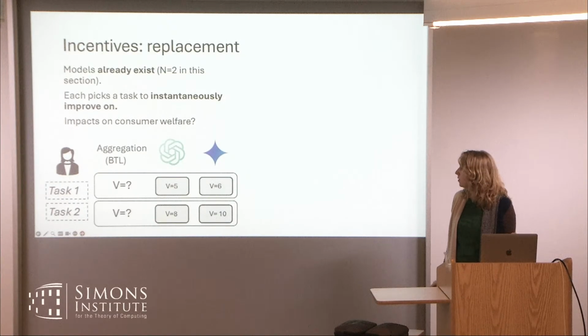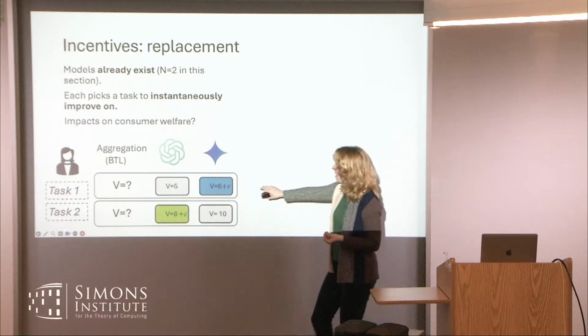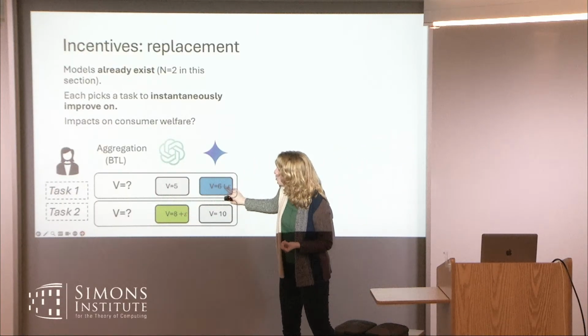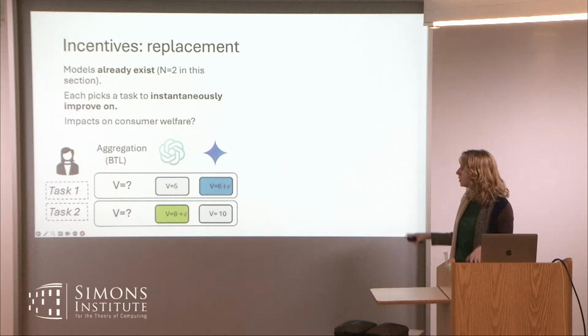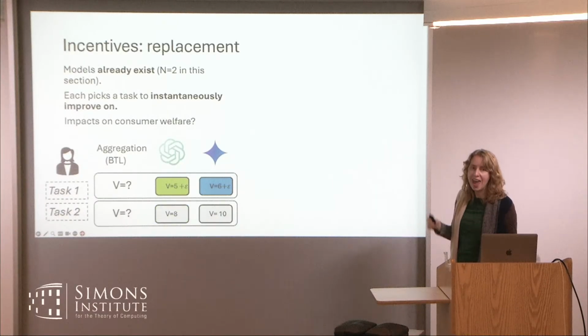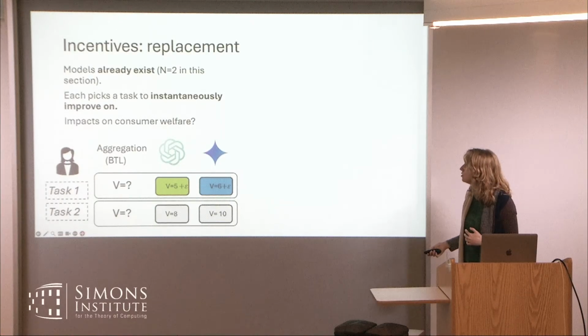So what does this look like here? This is a setting where they've picked different tasks. So this one picked task 1, this one picked task 2. This generalizes to arbitrarily many tasks. I'm just showing 2 for simplicity. So they're picking 2 tasks here. Here they're picking the same task. And we're curious about A, what actions do they take? And then B, how does this impact users?